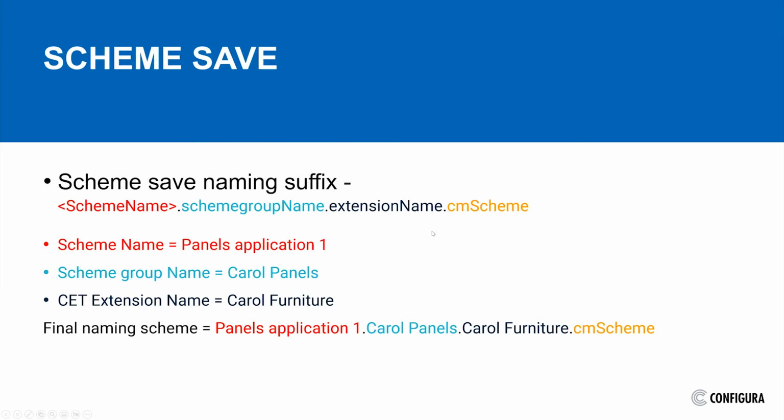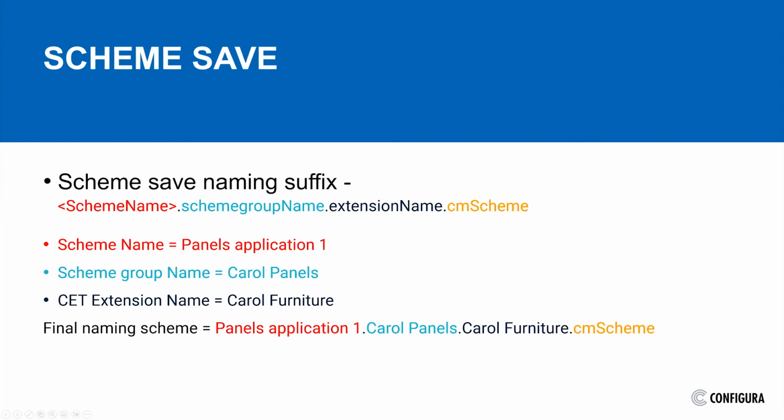Here is one example that I've laid out. Take for example, your scheme name is Panels Application 1, a custom scheme that you have created. This comes from the scheme group name of Control Panels, and Control Panels comes from the CT extension name. For example, this is a manufacturer extension called Control Furniture. So the final naming scheme would be Panels Application 1, which is your scheme name, dot scheme group name, Control Panels, dot your extension name, Control Furniture, dot cm scheme.